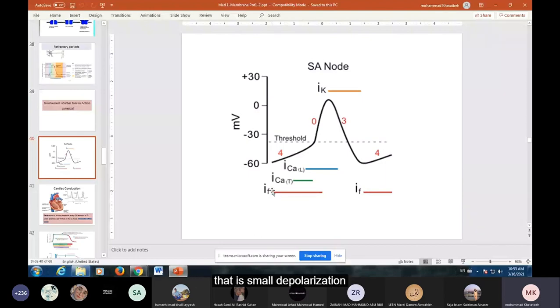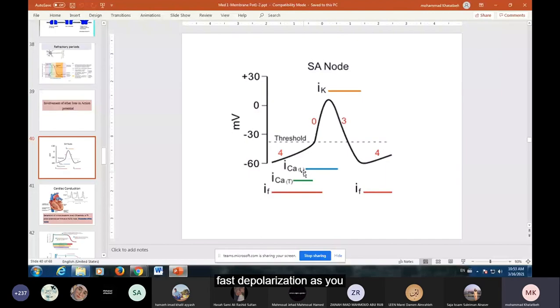That small depolarization by that sodium current, so we are getting sodium entry from outside to inside to cause small depolarization. From, for example, -60, once you have reached -50 here, you are activating the first type of calcium channels, which are called transient type. By activation of the T-type, you are getting more depolarization. That more depolarization results in activation of the second type of calcium channels, which are called the L-type, long-lasting type.